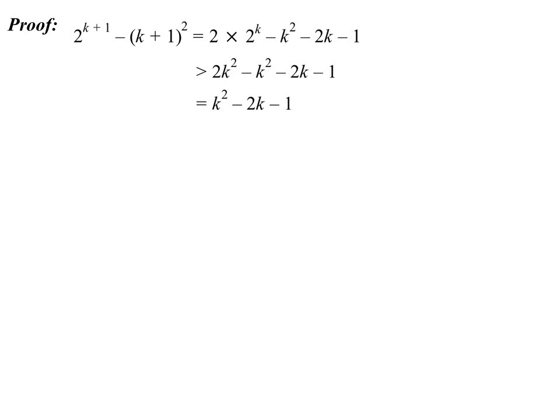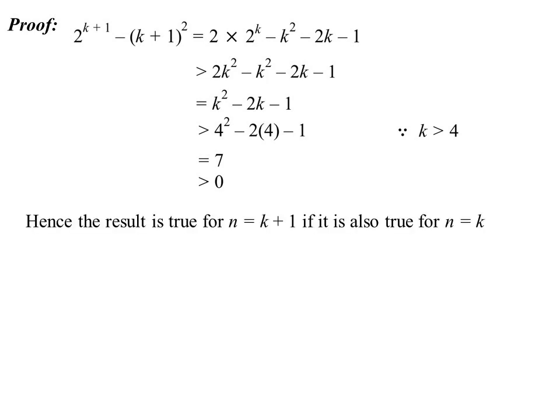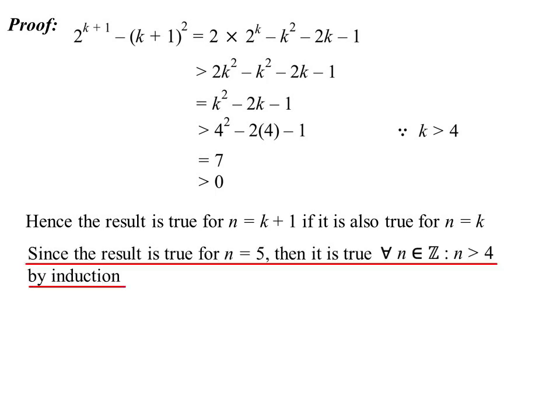All right, let's look at this k squared minus 2k minus 1. Well, hang on a sec. Remember, we said k was greater than 4. Well, if k is greater than 4, then k squared must be greater than 4 squared. And k is greater than 4, so we actually get that that is greater than 7. And that, of course, is bigger than 0. So hence it is true for k plus 1, if it's true for k. And then when we write our conclusion, the first case is n equals 5, then it's true for all integers n greater than or equal to 5, and so on.